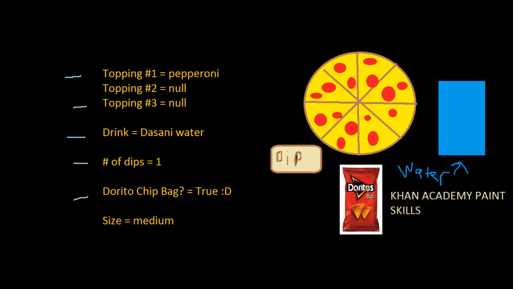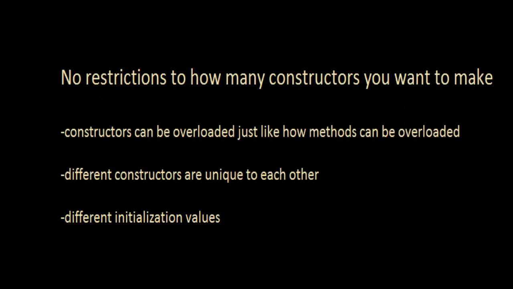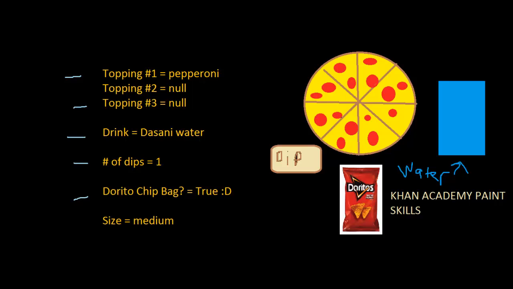So now that we have the default constructor overridden, are there any other constructors that we can make? The answer is yes. We can overload as many constructors as we want, as each constructor will be unique in its own way, as they will have different kinds of initialization values for the object. So going back to our pizza, let's say Tyrone doesn't want to just buy a standard pizza. Maybe he wants to get a different drink, or he wants to have different toppings. Maybe he doesn't want the chip bag. Maybe he wants more dip.